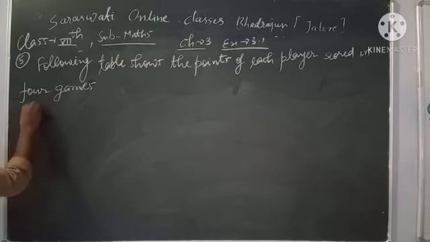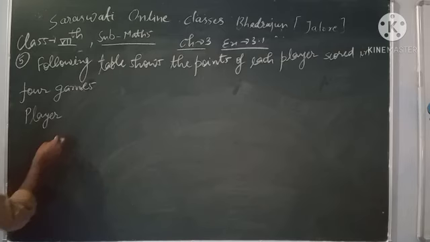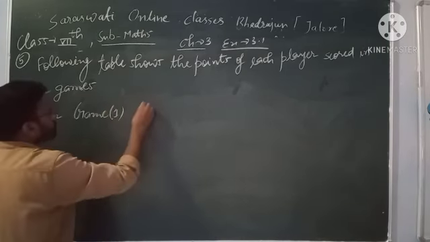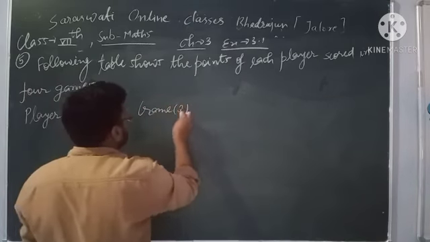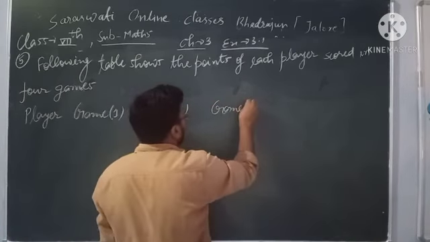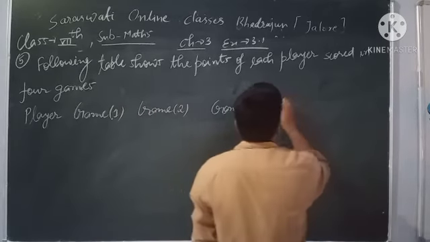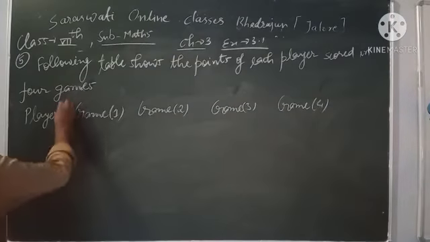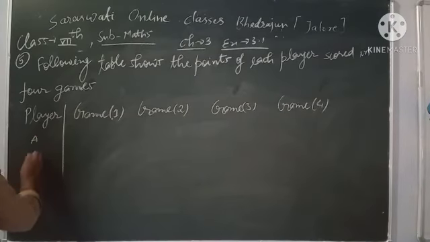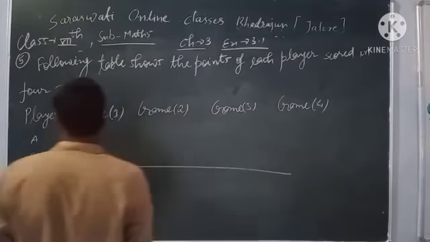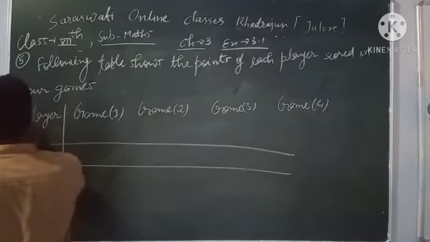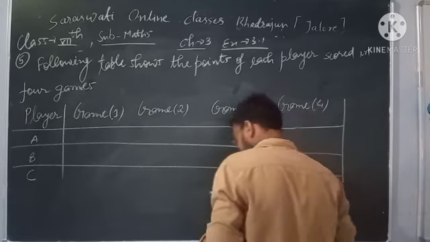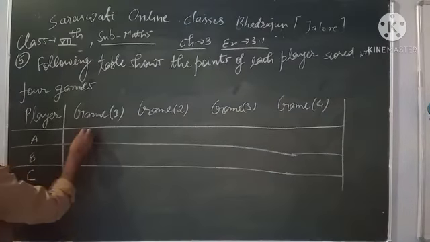Okay. Our table is what? The table is player, game 1, game 2, game 3, game 4. Players A, B and C.